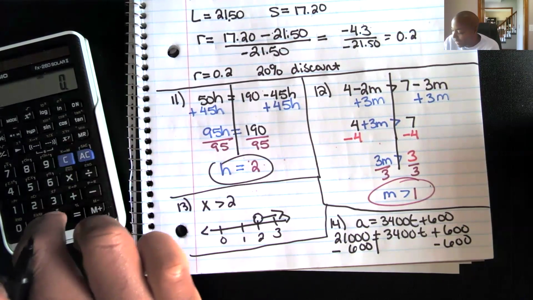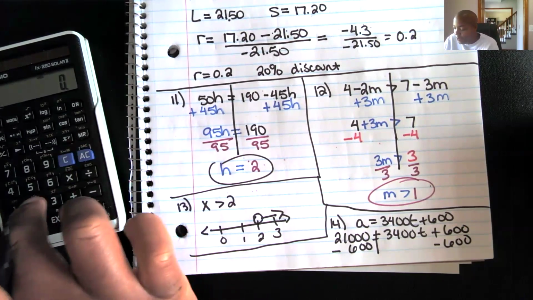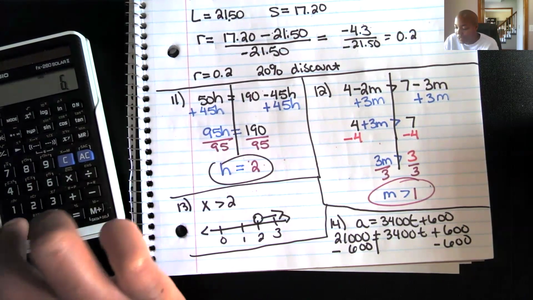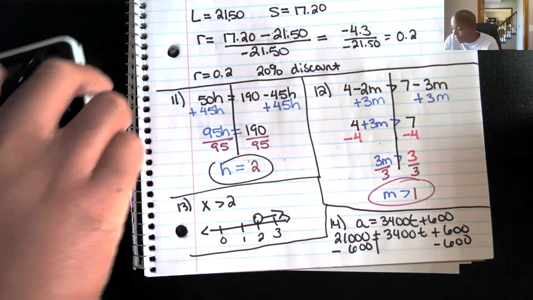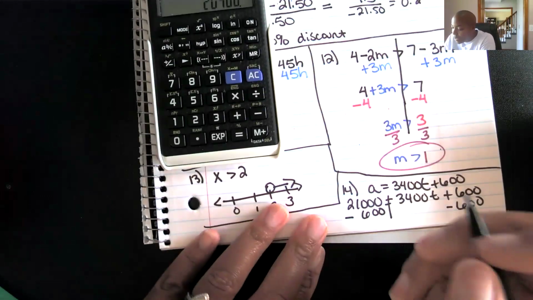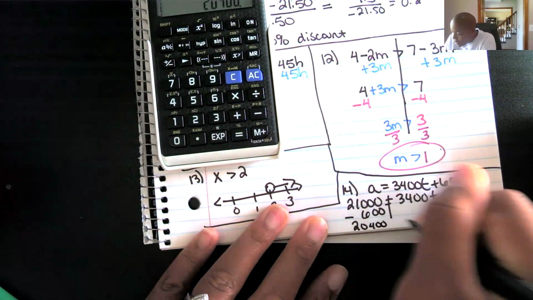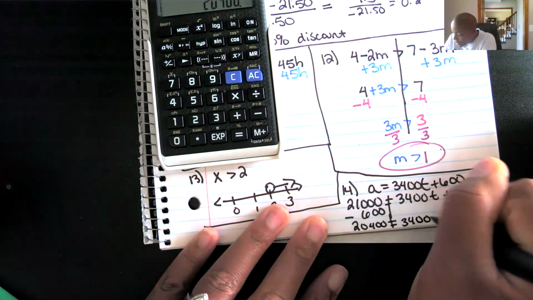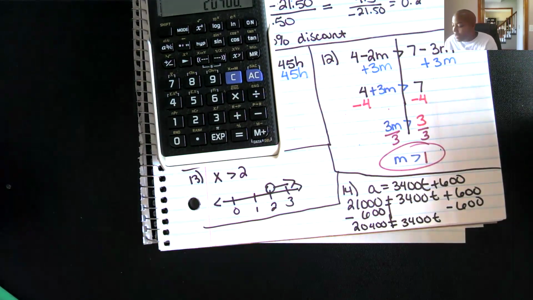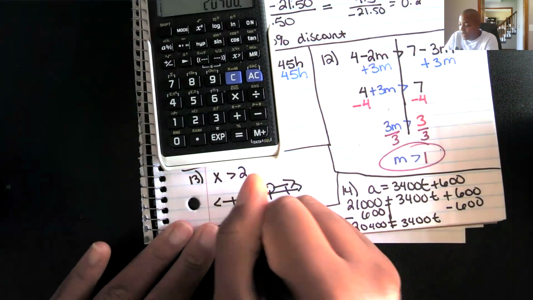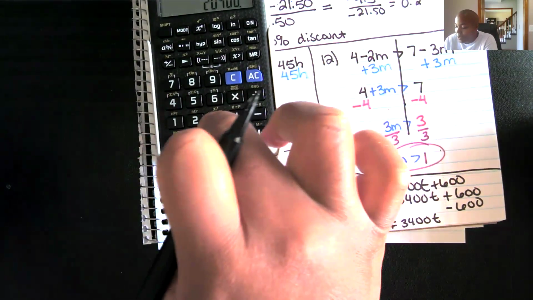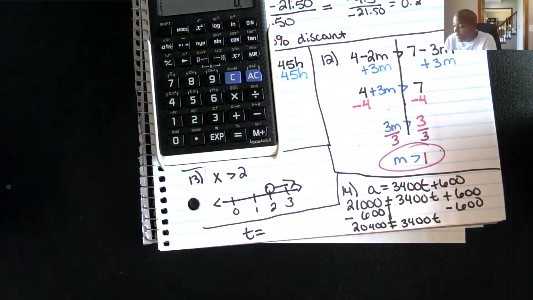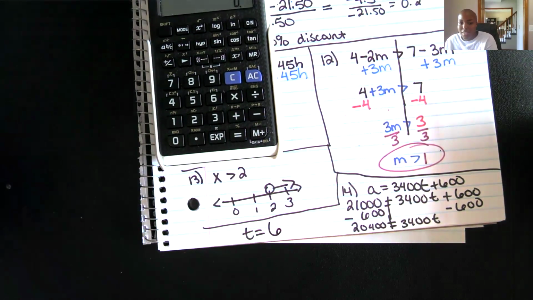I don't have enough space for this. All right. 21,000 minus 600 is that number. 20,400 equals 3,400t. All right, we divide both sides by 3,400, and that'll give us our answer for t. So 20,400 divided by 3,400 is 6. That's so short. 6 minutes to go 21,000 feet. Okay, that's your sample work.